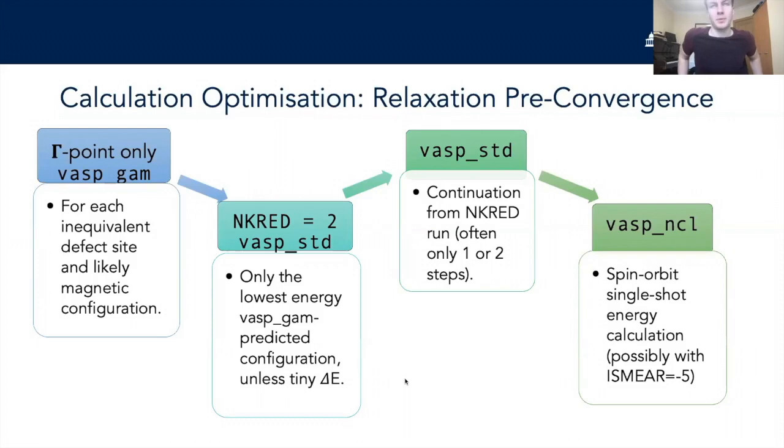So finally, another way that we can help the efficiency of our calculations is through this technique of relaxation pre-convergence. Our general workflow for DFT calculations for defects is to relax our defect structure and then calculate the formation energy of the defect in the relaxed geometry. We can massively speed up these relaxations by using a pre-convergence strategy in which we start with low-cost, slightly less accurate methods to bring us closer to our final structure without having to use the expensive high-accuracy setup until the very last part of the relaxation.